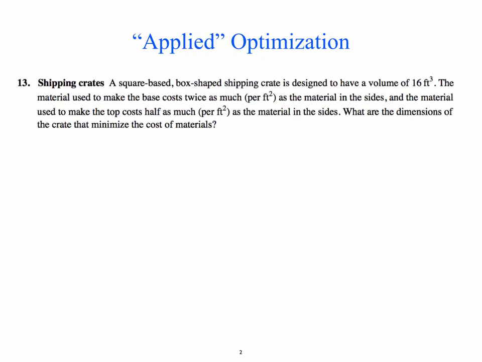So this example is from the packet that I gave you on Monday, and then we'll get to the new packet after this, okay? In this problem, we have a square-based box-shaped shipping crate that's designed to have a volume of 16 cubic feet. The material used to make the base costs twice as much per square foot as the material in the sides, and the material used to make the top costs half as much per square foot as the material in the sides. What are the dimensions of the crate that minimize the cost of the materials?